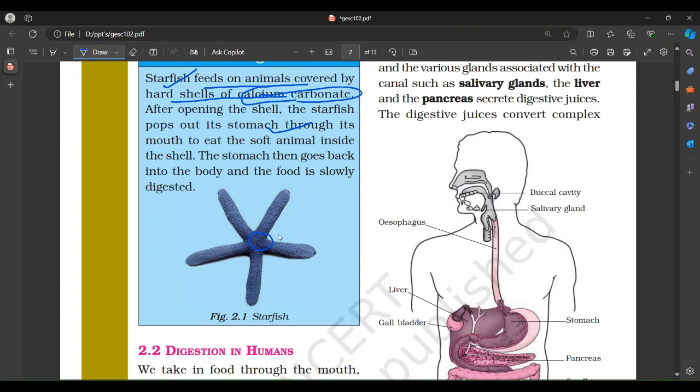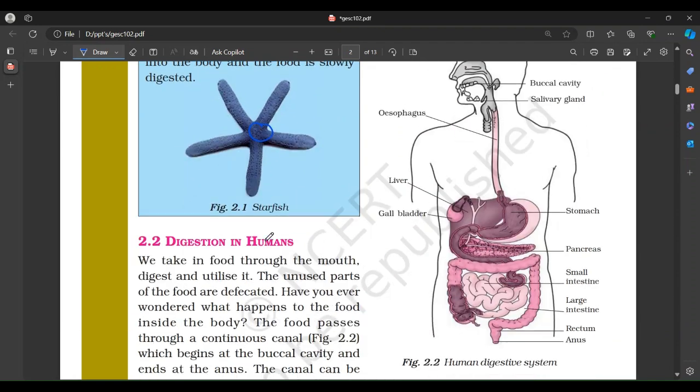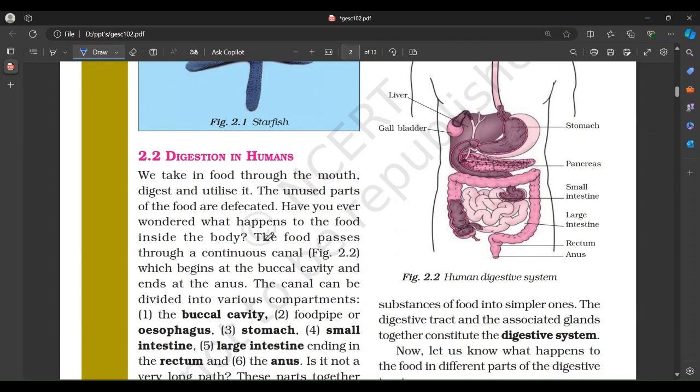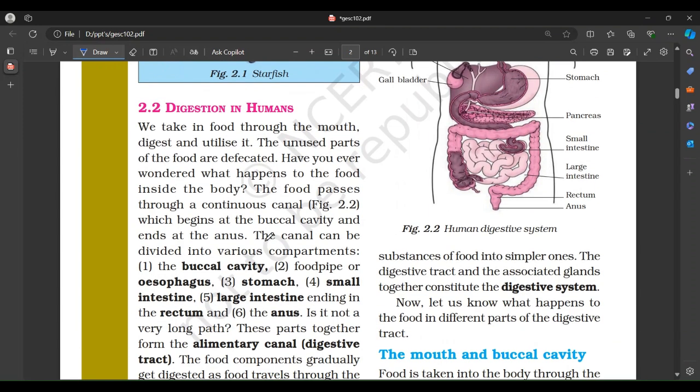The stomach then goes back into the body and the food is slowly digested. So easily we are not able to see his mouth, right? Now let's understand a very important topic from this lesson. Understand this part of the lesson carefully. From this part you are getting so many questions in the exam.